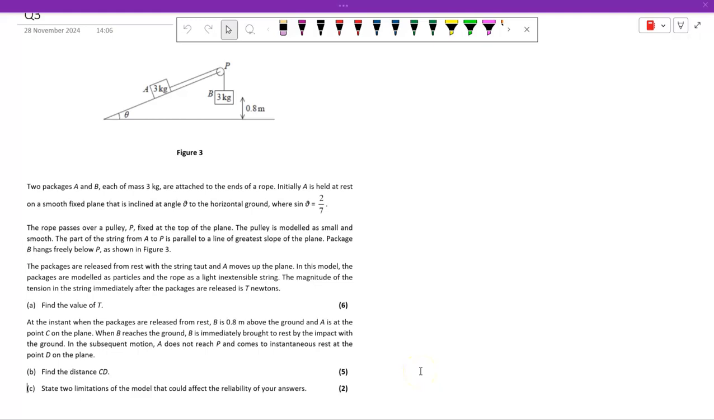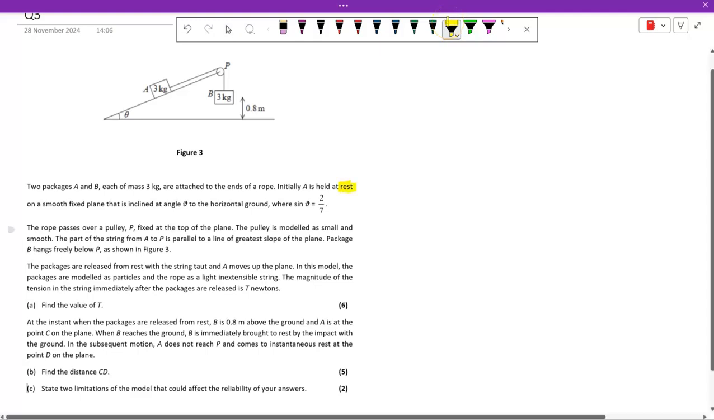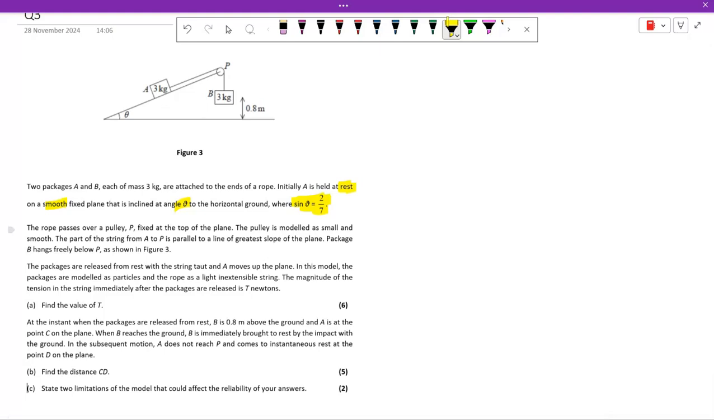Final question. Two packages, A and B, each of 3 kilograms, are attached to the ends of a rope. Initially, A is held at rest on a smooth fixed plane that is inclined at an angle theta to the horizontal ground, where sine theta is 2/7. The rope passes over a pulley P fixed at the top of the plane.